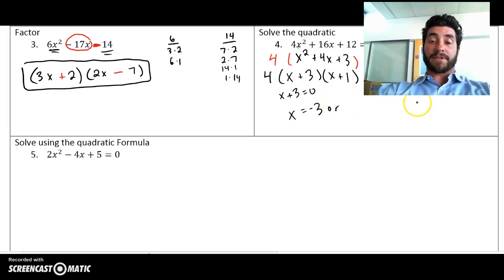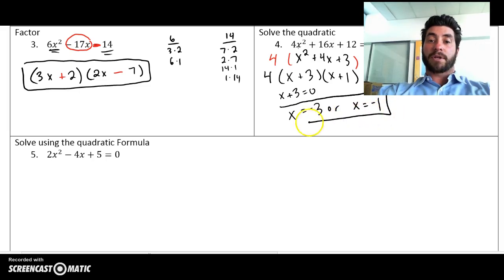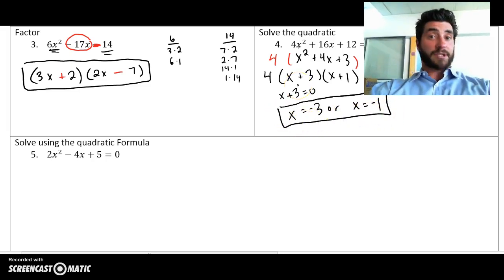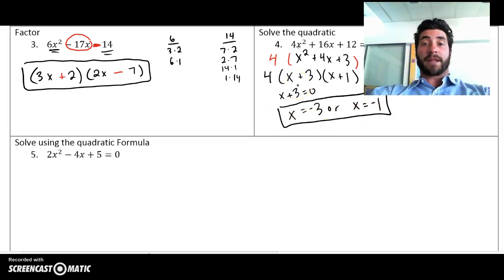Or, what's our other answer? Well, what if x was negative 1? Negative 1 plus 1 is 0. And again, same thing: 0 times anything is 0. Here are our 2 answers. The quadratic formula would have gotten you there. It's just not as much fun, and I think this is quicker too. See you in a second. Or not.